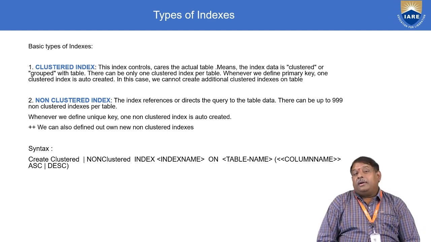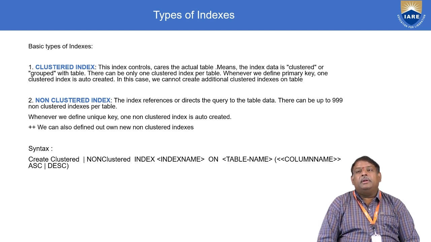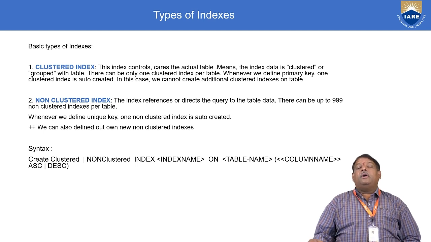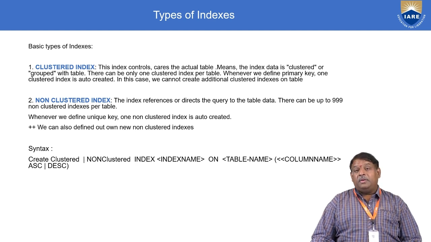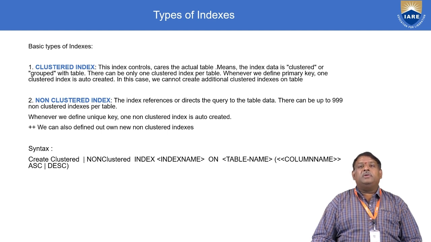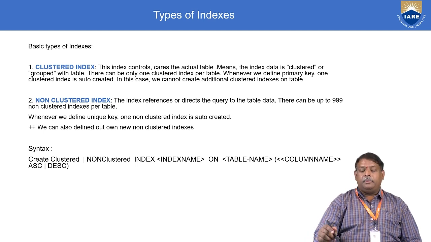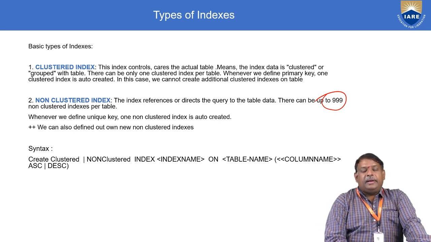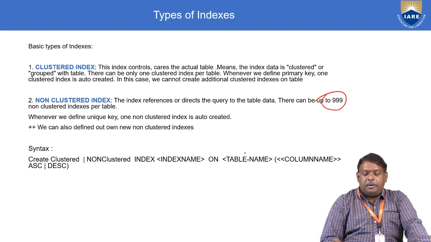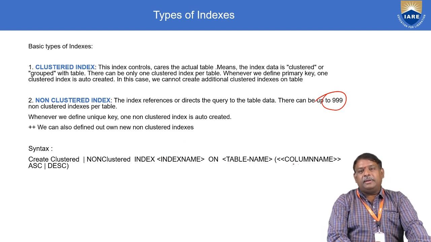Now, we will see the non-clustered index, which references the data through a direct query to the database table. There can be up to 999 non-clustered indexes per table. Whenever we define a unique key, a non-clustered index is auto-created. We can also define n number of non-clustered indexes. The maximum is 999.